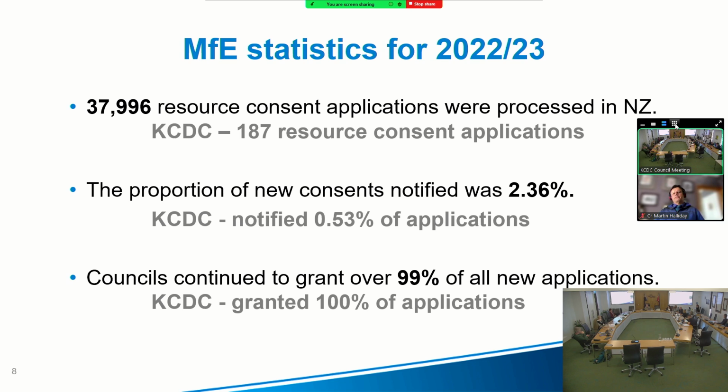So what is the reason for that? It is simply because the threshold for notification is very high, and under the RMA and the legislative framework that is available for notification, there's not a lot of scope for us to consider things for notification.